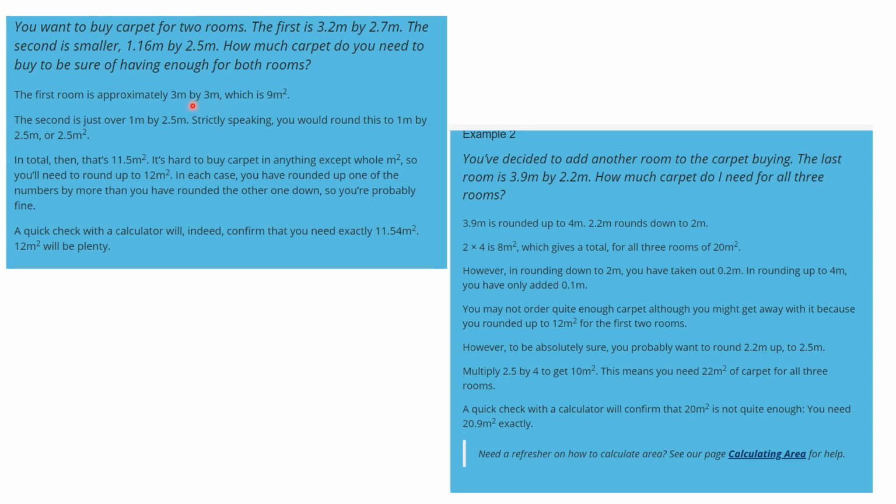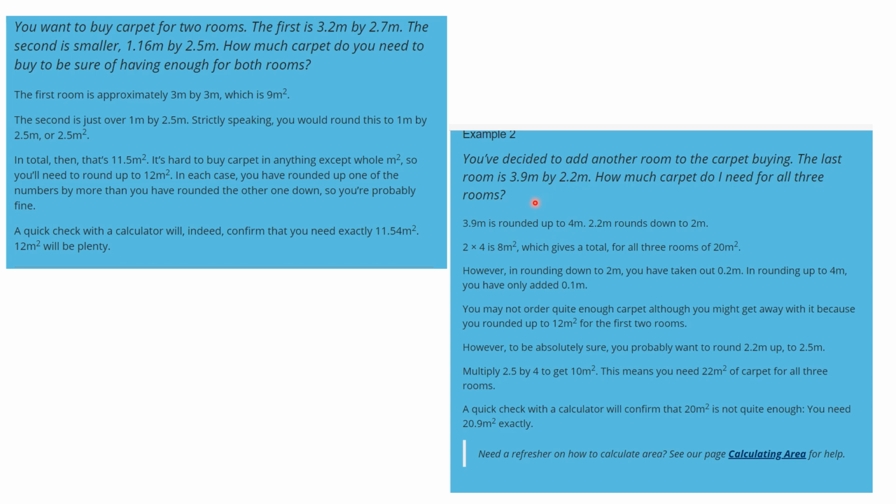Well, you round the first room's dimensions to 3 by 3, and that's going to be 9 square meters. In the second one, you have a little bit of a choice, but you could say it's about 1 meter by 2.5, so it's 2.5 square meters. So if you add the two together, you get 11.5 square meters. But you say, well, since I rounded one up and one down, I'll take that maybe up to 12. But if you get 12, you see the exact calculation is going to be 11.54. So it was a good thing that you rounded this one up, but 12 square meters was plenty.